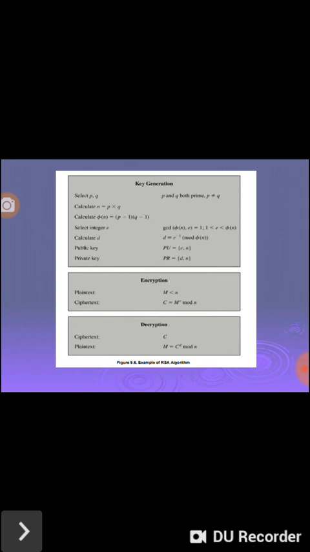Now here you can see the key generation. This algorithm is basically divided into three parts. One is key generation, second is encryption, and third is decryption.